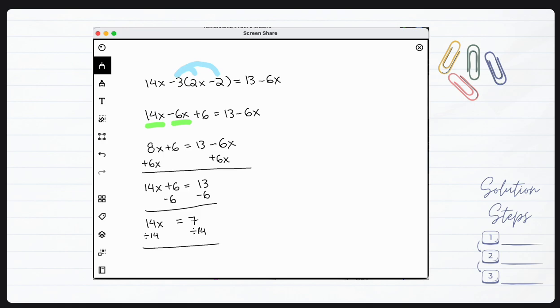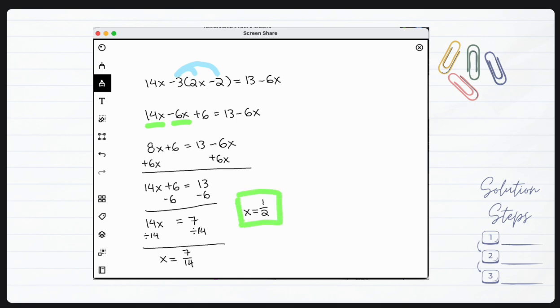And what we're going to be left with is x equals 7 over 14. Now, all of your math teachers are saying that is not the final answer. You always want to simplify your fractions. So let's simplify 7 over 14. That's going to give us x equals 1/2, and that is our final answer.